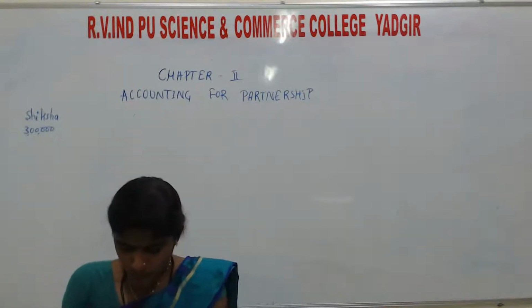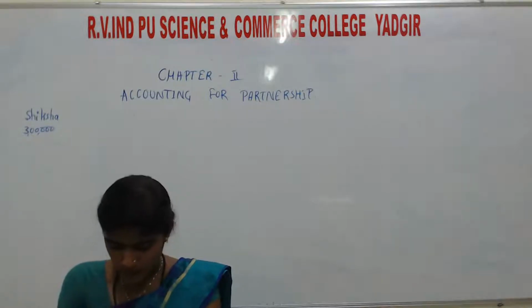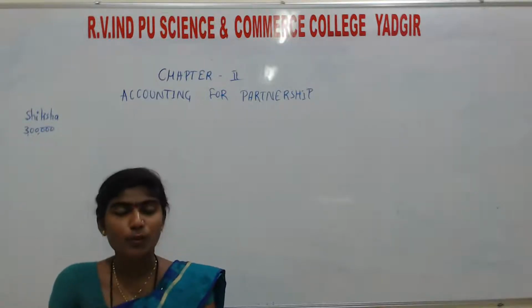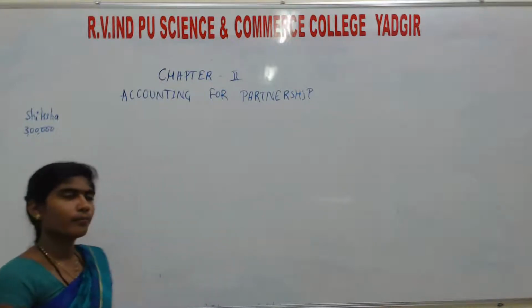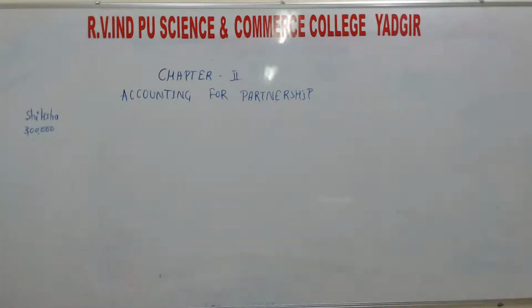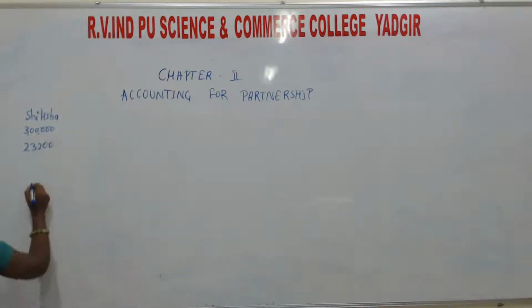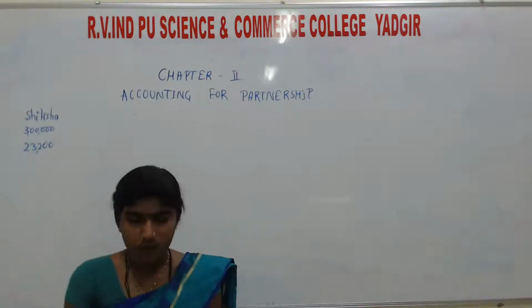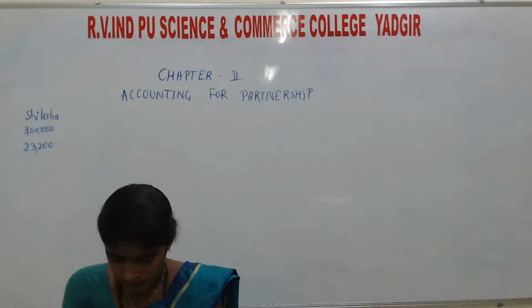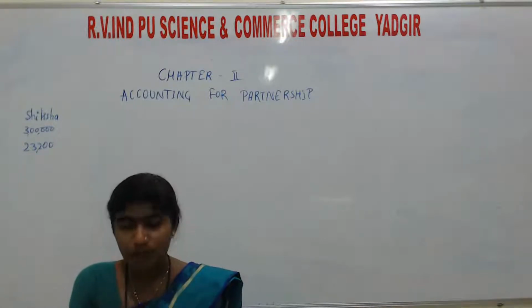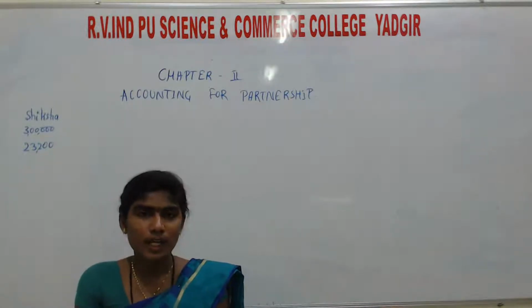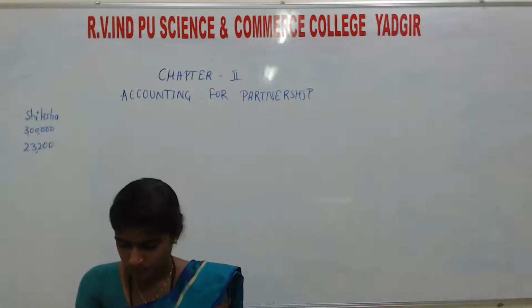Then the profit of the firm for the year ended 2013-14 is rupees 23,200. Then net profit is 23,200. Next information. As per the partnership agreement, meaning there is an active partnership deed, they share the profit in their capital ratio.